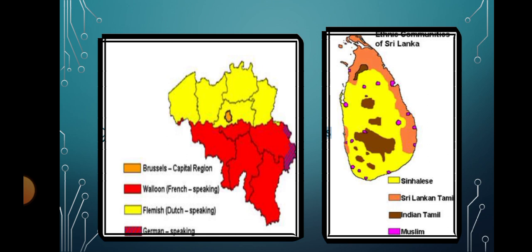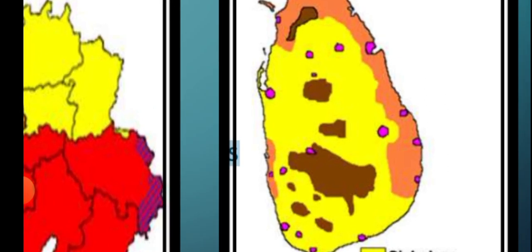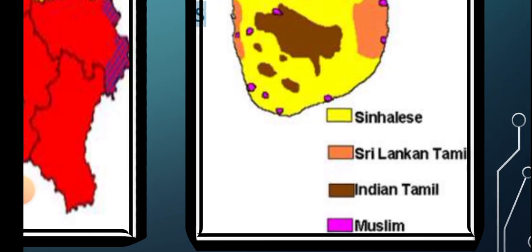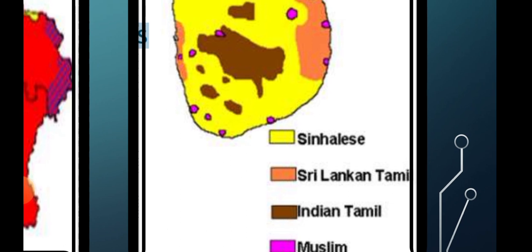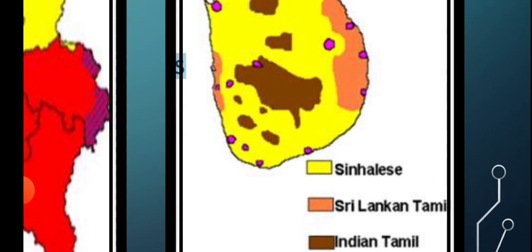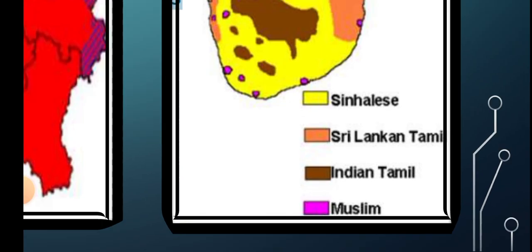Another case is Sri Lanka, which we can see in this map. We have the pink region, the brown region, the orange region, and the yellow region. The yellow region is the majority, comprising the Sinhalese, 74%. The orange region has the 18% of the people, the Sri Lankan Tamils. Now, these Tamils can be divided into the Indian Tamils and the Sri Lankan Tamils. Indian Tamils are those people who went from India to work as plantation workers in Sri Lanka. They lived in the brown regions. There are also Muslims who are living in the pink regions.